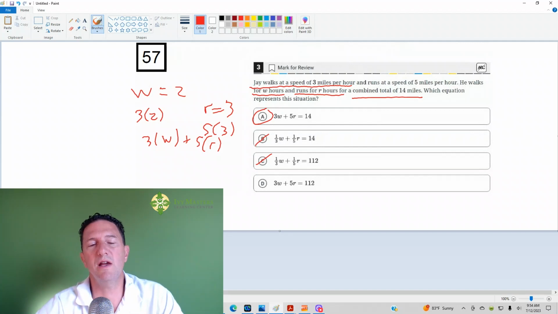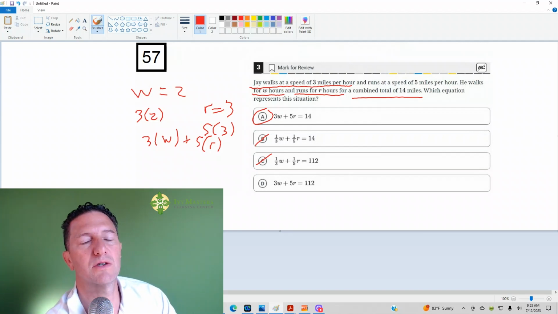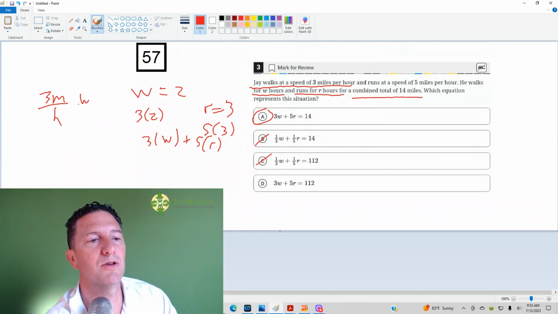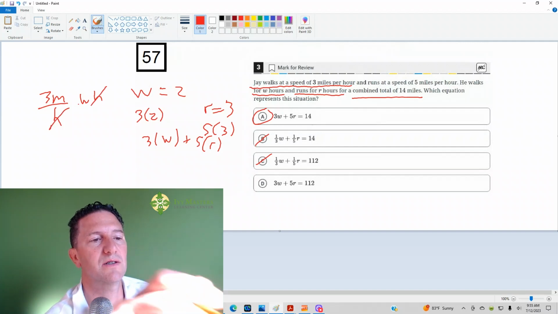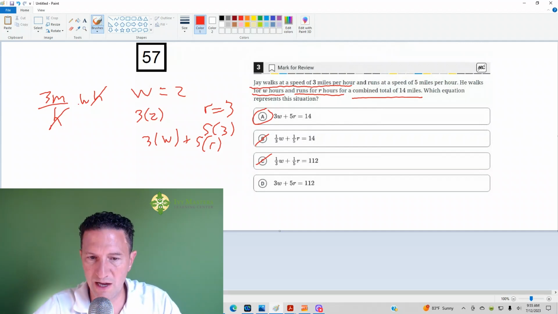Now, it's great if you just recognize the answer without picking numbers. You could look at this like stoichiometry. If it's 3 miles per hour, then you've got to multiply by the number of hours. It's times W hours, and then your hours cancel. And so it's going to be 3W. It's another way you could recognize that it's answer choice A. Combined total of 14 miles. It's got to equal 14, not 112.